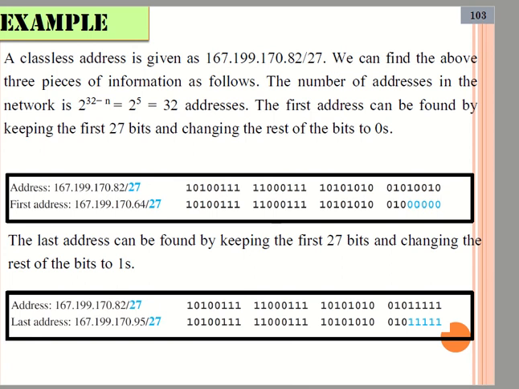As I said, 32 minus n, that is 27, gives a difference of 5. So in the given address, the last 5 bits we have to make 0. When we make all these 5 bits equal to 0, we end up with the address 167.199.170.64. This is the first address in the given block.